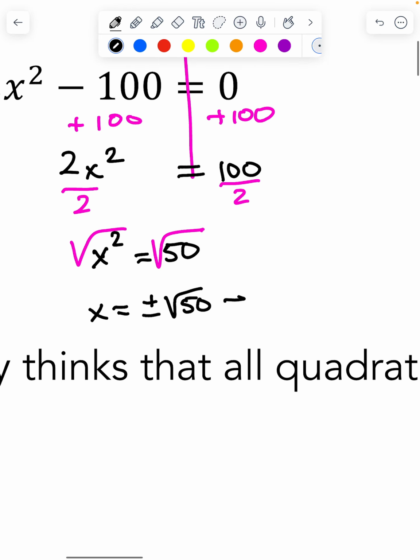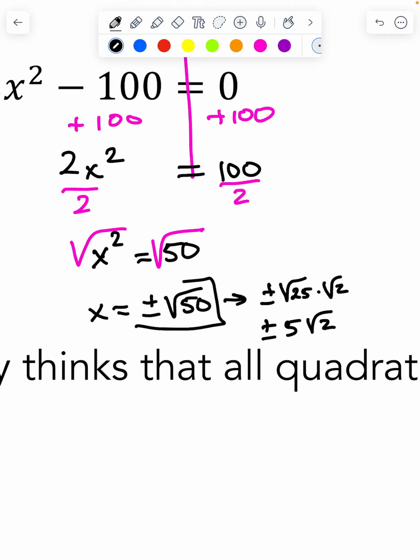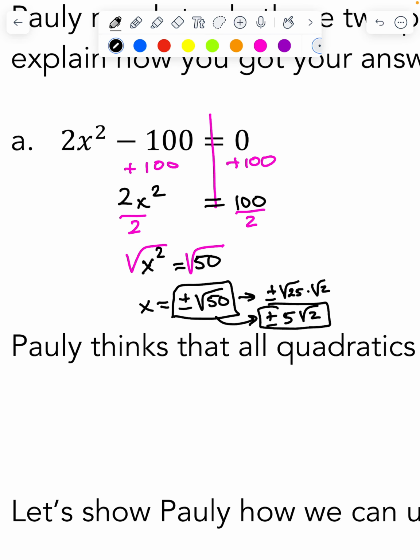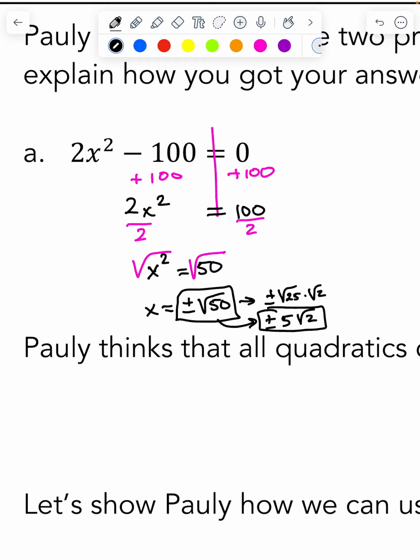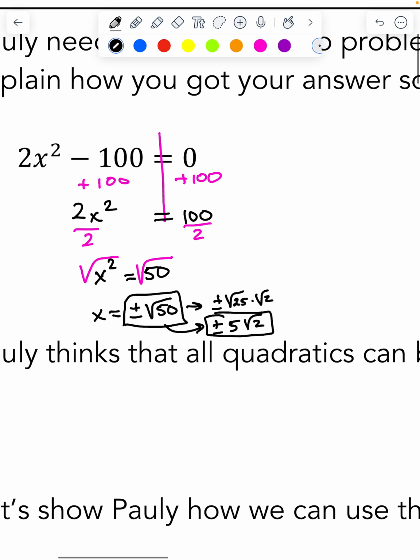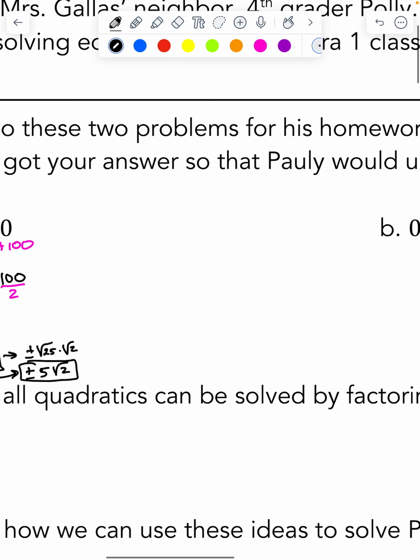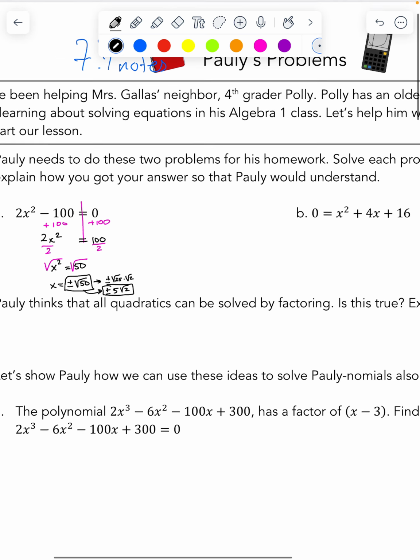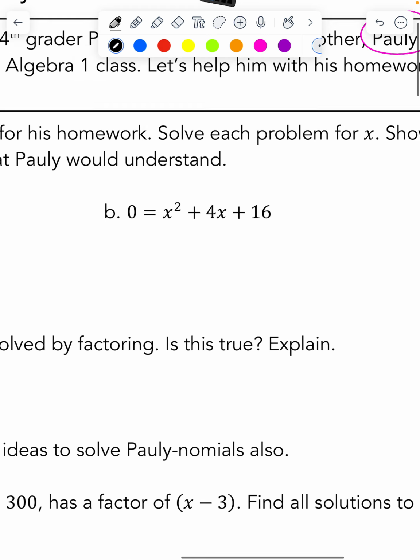Or if you wanted to, you can always break that down a little bit more and call it the square root of 25 times the square root of 2, which would really be 5 times the square root of 2. But this will work. We can leave it like that, or you could write it this way too. So that would be doing the first one. So we get two answers, 5 times the square root of 2 and negative 5 times the square root of 2. And then we're going to go look at this other one.